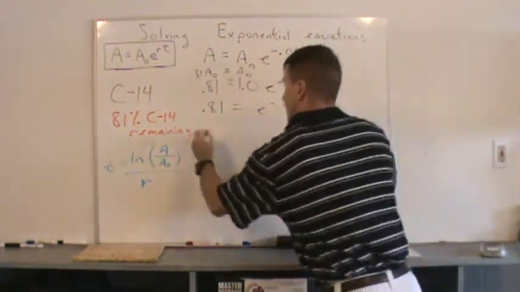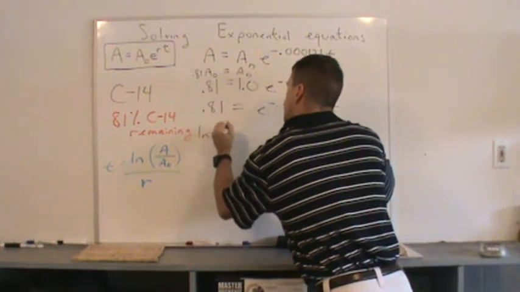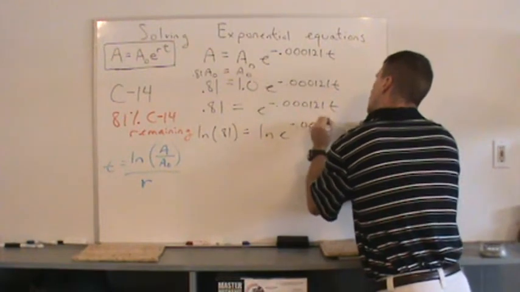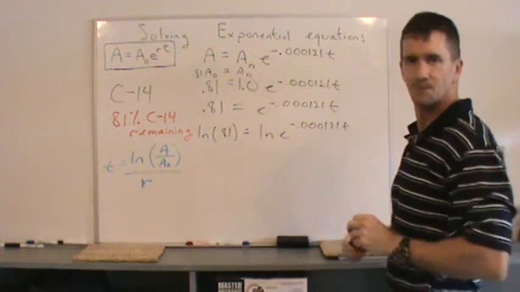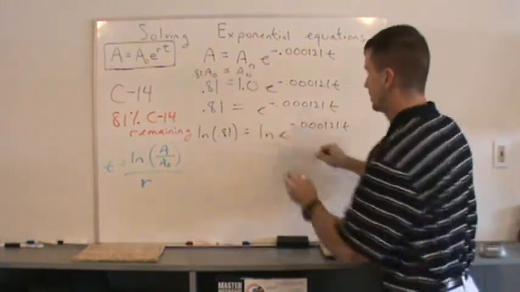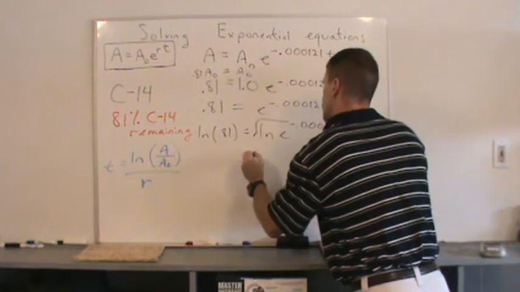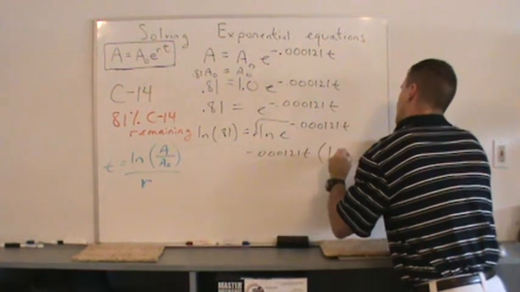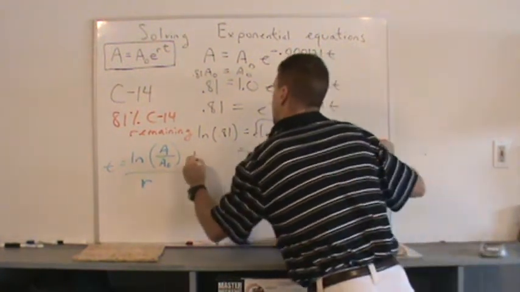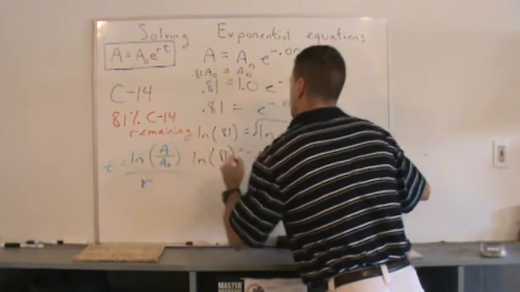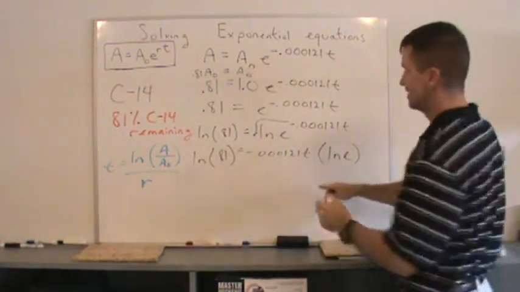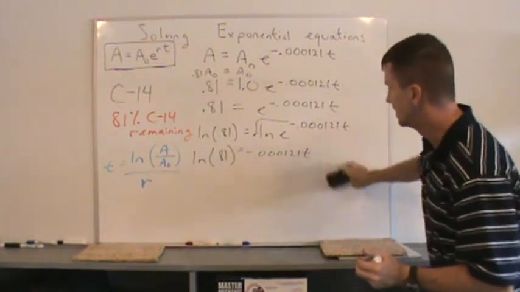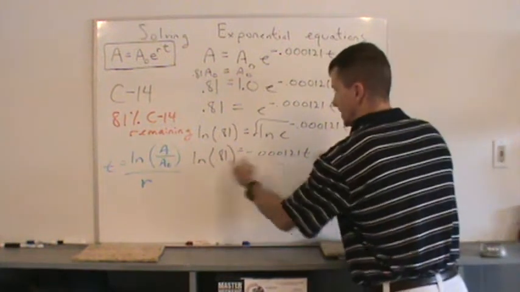Take the ln of both sides. Natural log of 0.81 equals the natural log of e to the negative 0.000121t. Next step, I can now move this to the front. Boom. Negative 0.000121t times ln of e equals the natural log of 0.81. ln of e is 1, so I can remove that. Bye-bye.